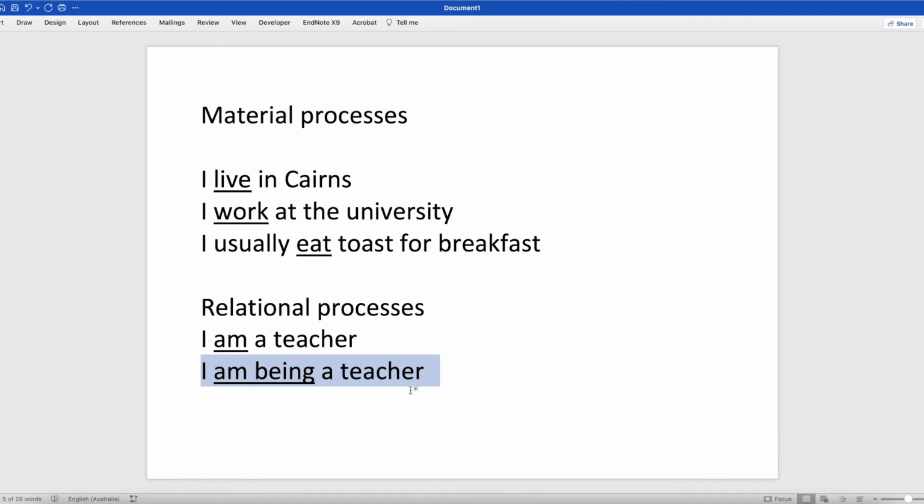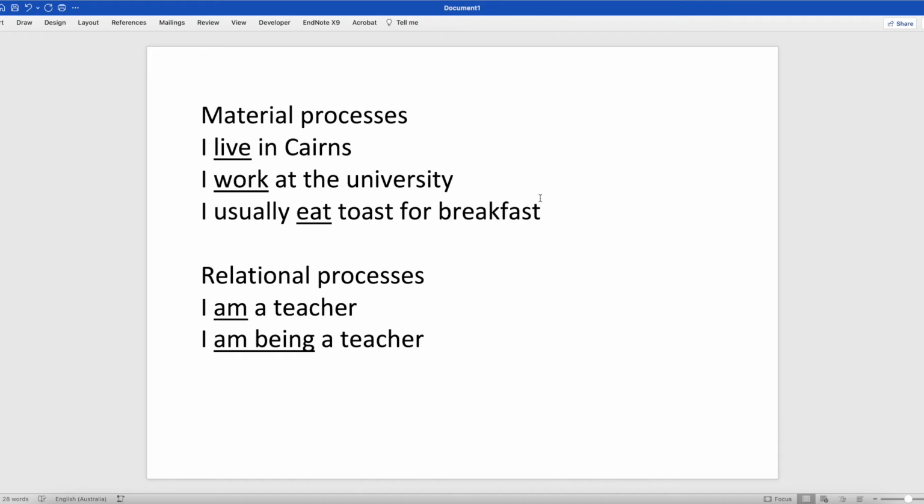And so the reason that I wanted to contrast material and relational processes is to show the different default choice for the verb tense. In other words, if we had, let's go back to our material processes, we'll just jump back here for a moment.